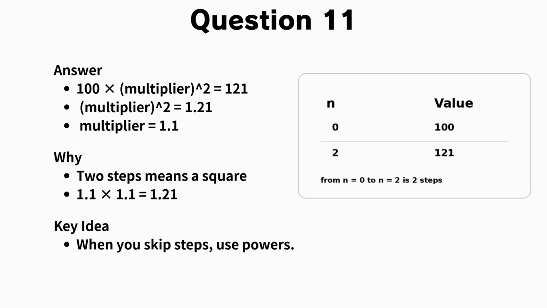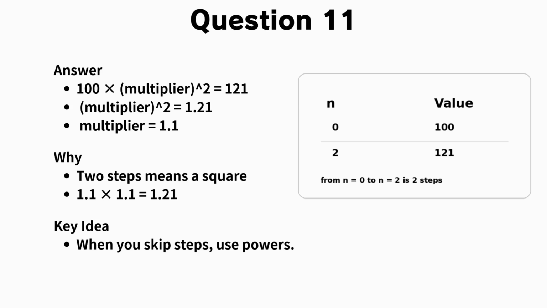Question 11. Explanation. Let's slow this down. We are told that the value changes from 100 to 121. But notice something important. This change does not happen in 1 step. It happens over 2 steps. That means we cannot ask, what number multiplies 100 once? Instead, we have to ask, what number, multiplied twice, gives 121? So we write the model, 100 times the multiplier squared equals 121. Divide both sides by 100. Now we have, the multiplier squared is 1.21.